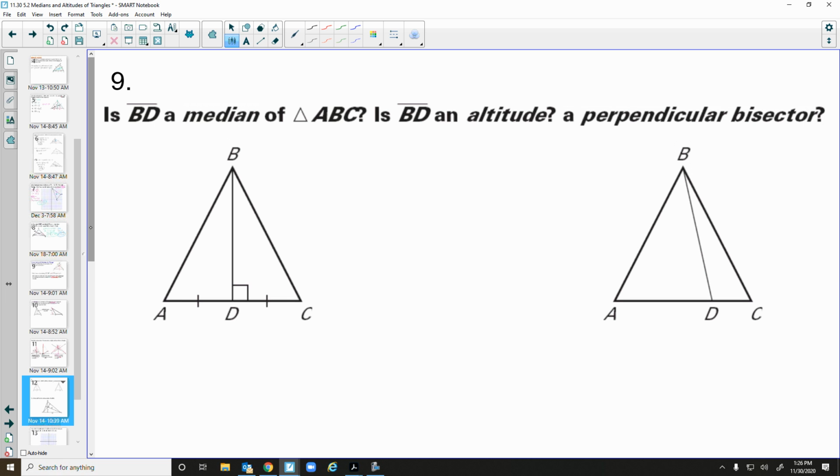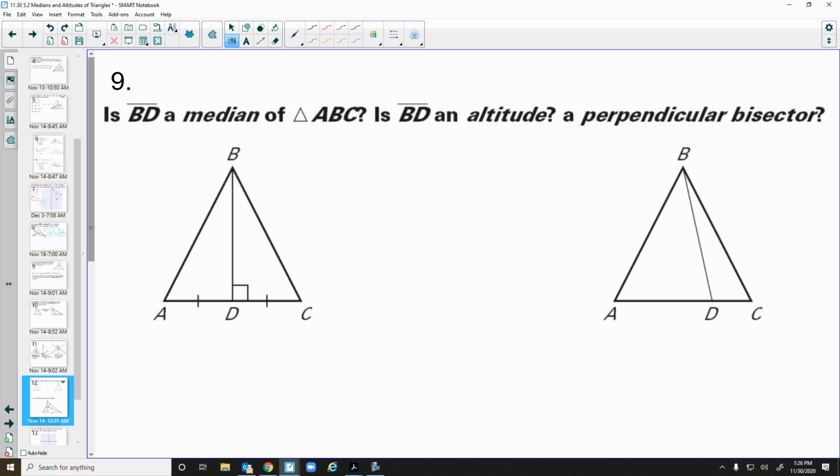Okay, so let's have a little practice combining some stuff. On number 9, we take our triangle, we have segment BD. Is it a median? Is it an altitude? Is it a perpendicular bisector? So yes or no to all of those.